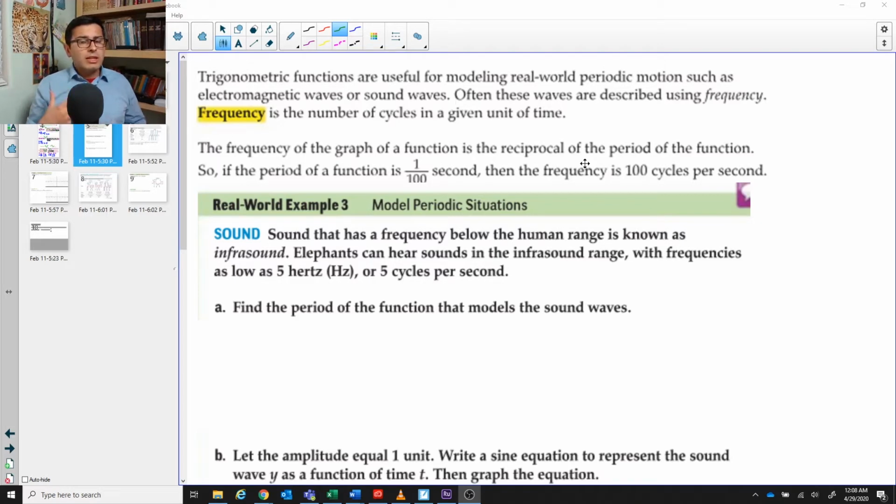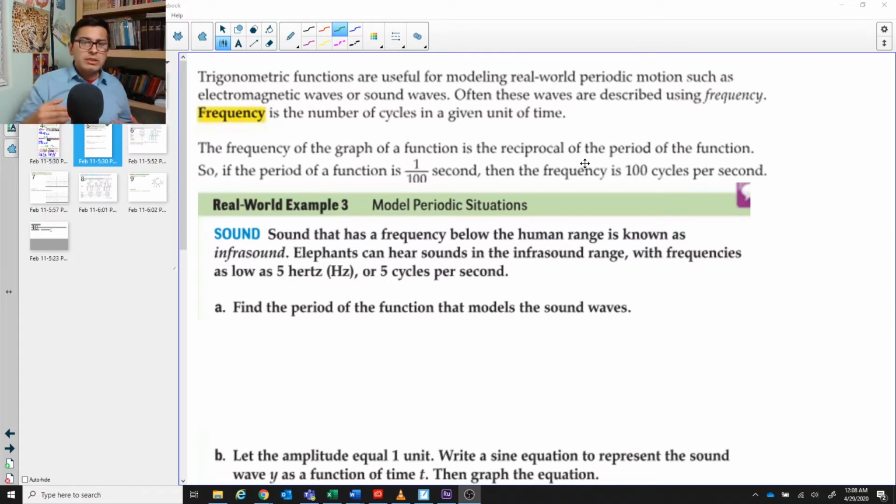Now, a lot of times, sound is measured in frequency. And I know that you've heard this before when you talk about frequencies of sound. Low frequencies sound very low, high frequencies sound very high pitched. And what do those actually mean when you say a frequency of, let's say, 100? Now, the way that this relates to the trig functions that we were just doing is that the period and the frequency are just reciprocals of each other.